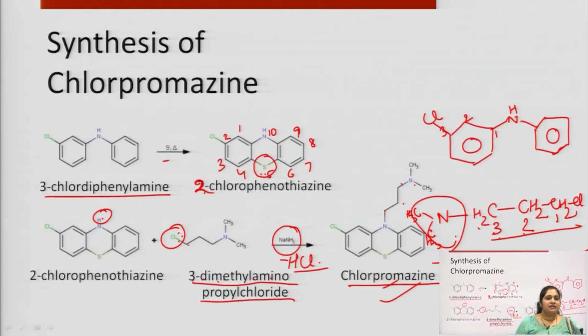So, this is the synthesis of chlorpromazine, in which 3-chloro-diphenylamine is heated with sulfur and gets converted into 2-chlorophenothiazine. This 2-chlorophenothiazine is further reacted with 3-dimethylaminopropyl chloride, and by the removal of HCl in the presence of NaNH2, chlorpromazine is formed.